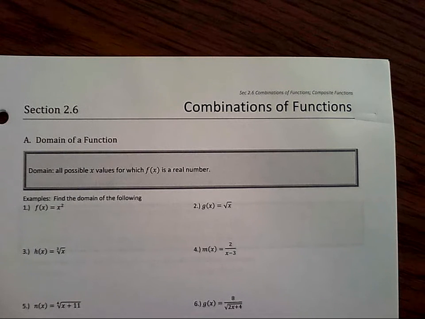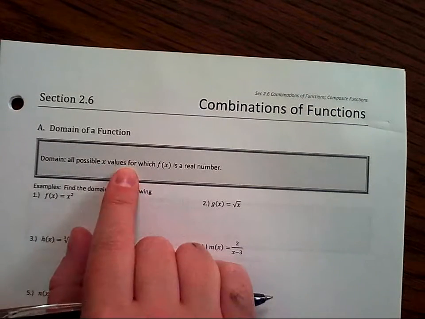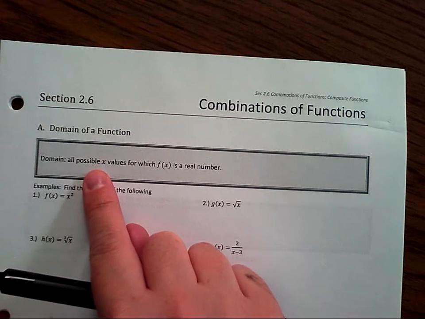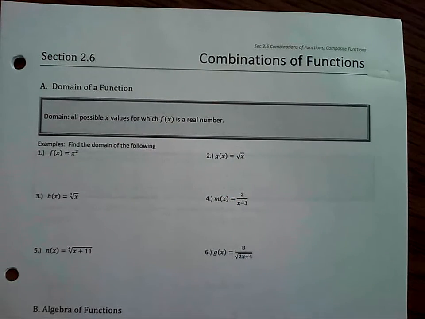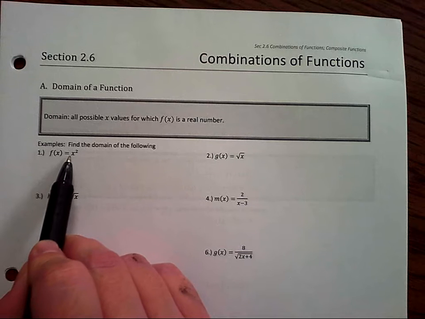2.6 is combinations of functions. So the domain of a function is all possible x values for which f of x is a real number. So domain is all possible x values. Okay? All x values that work with our function. So find the domain of the following. f of x equals x squared.